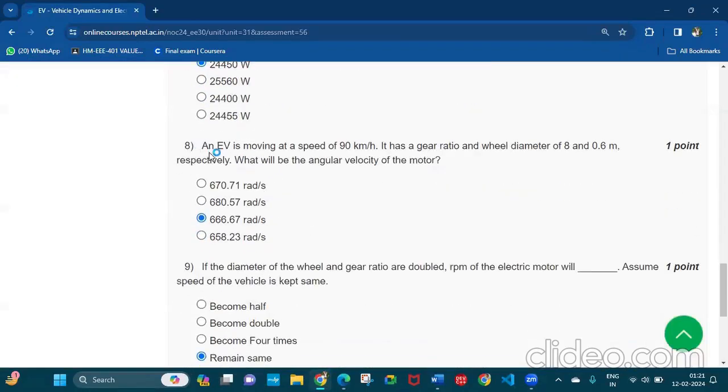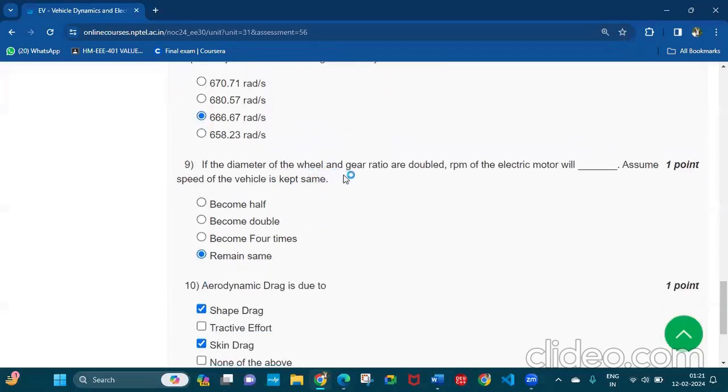Now, question number 8. An EV is moving at a speed of 90 km per hour. So meter per second, we can easily convert. It has a gear ratio. Gear ratio is given, wheel diameter is given. So wheel radius is known to us. So what will be the angular velocity of the motor? We can solve with the previous equation. So 666.67 radian per second will be the answer.